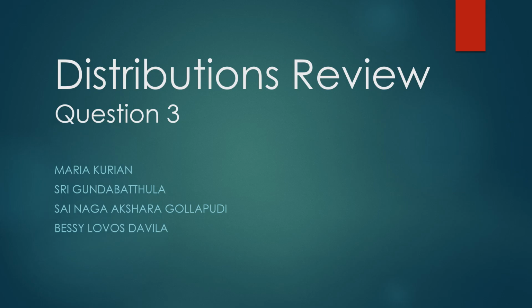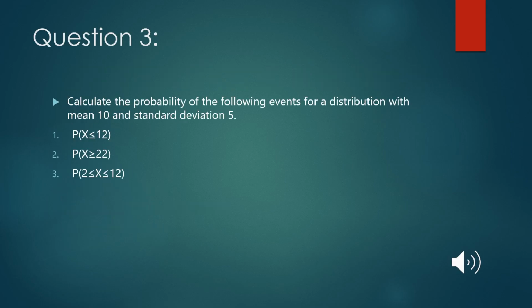Hello everyone, this video will be dealing with question 3 of distributions review. So question number 3 asks us to calculate the probability of the following events for a distribution with a mean 10 and a standard deviation 5.